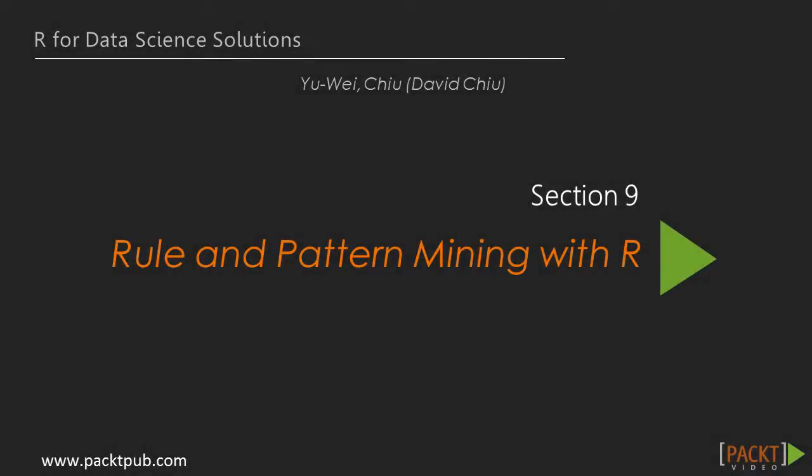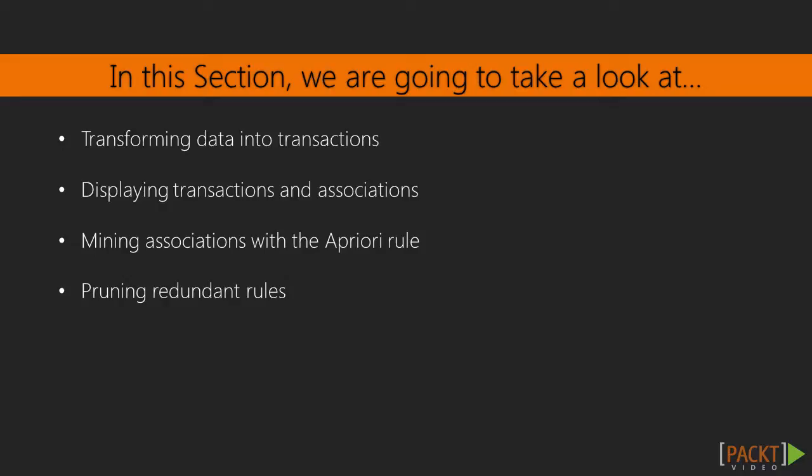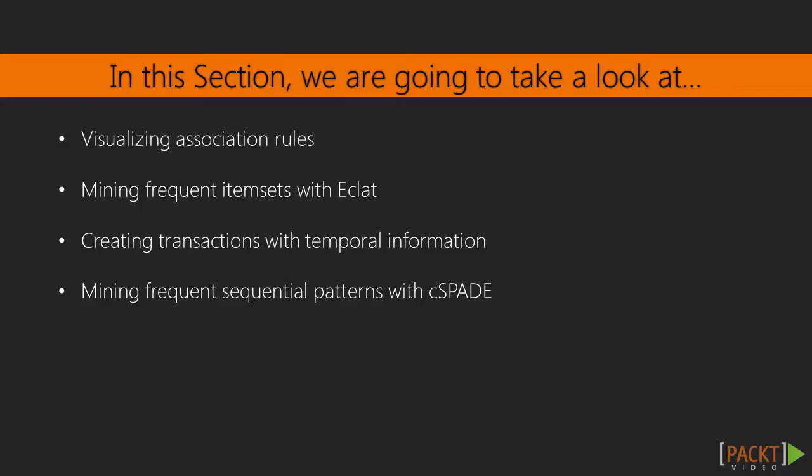Hi, welcome to the section Rule and Pattern Mining with R. In this section, we'll cover creating and inspecting transaction datasets, performing association analysis with the apriori algorithm, visualizing associations in various graph formats, and finding frequent item sets using the ECLAT algorithm. Last, we create transactions with temporal information and use the CSPADE algorithm to discover frequent sequential patterns.